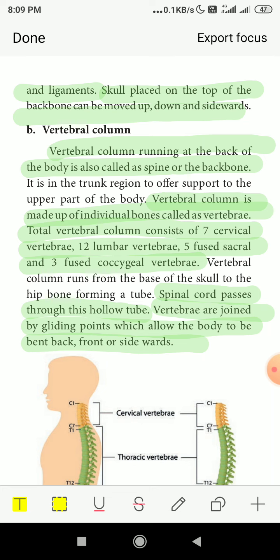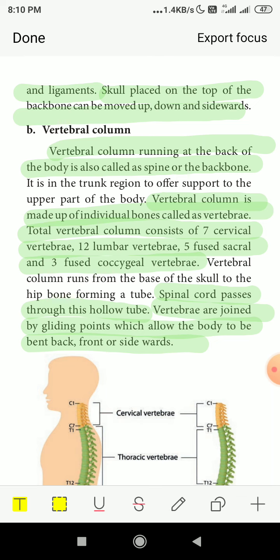Next comes the vertebral column, through which the spinal cord runs. The spinal cord is protected by the vertebral column. The vertebral column running at the back of the body is called the spine or the backbone. The vertebral column is made up of individual bones called vertebrae. Each is a single bone, called a vertebra. The total vertebral column consists of 7 cervical vertebrae, 12 thoracic vertebrae, 5 fused sacral and 3 fused coccygeal vertebrae.